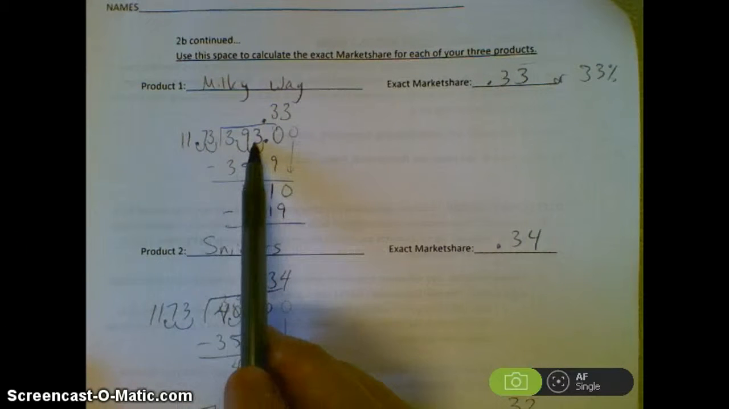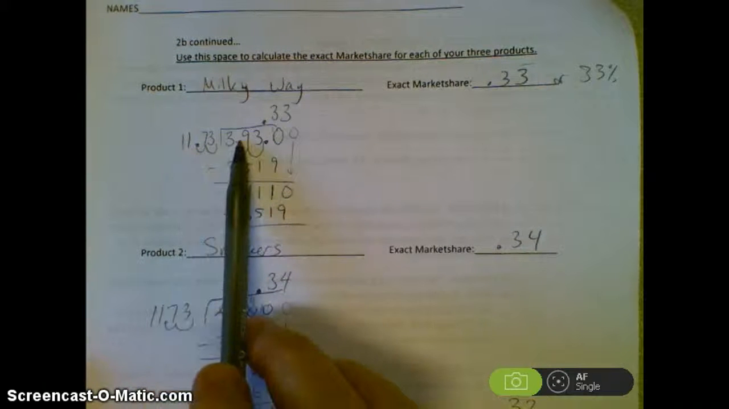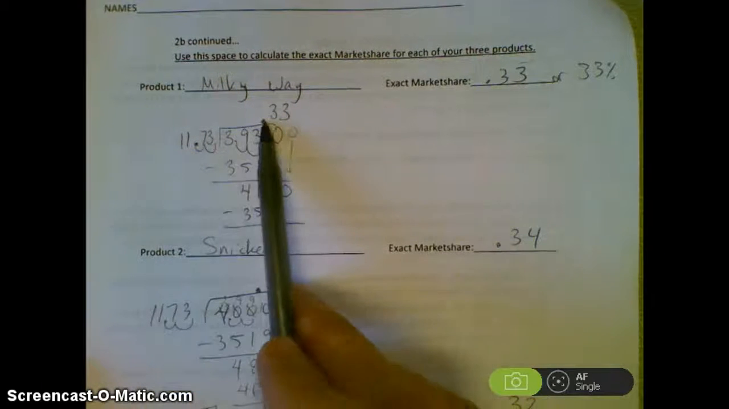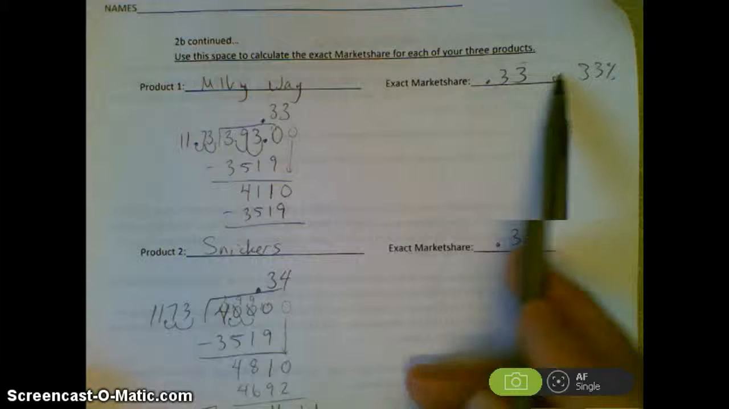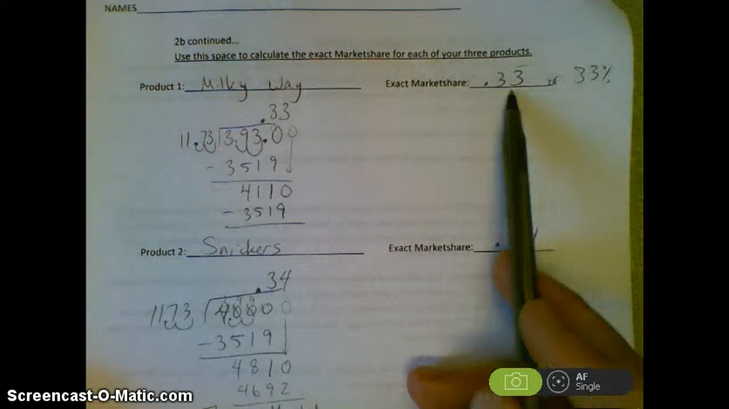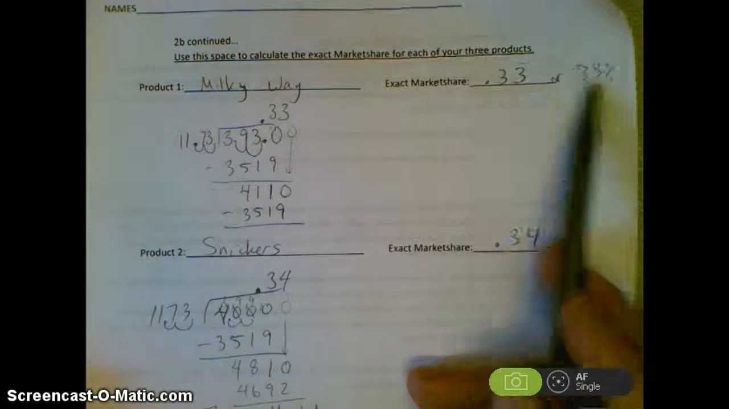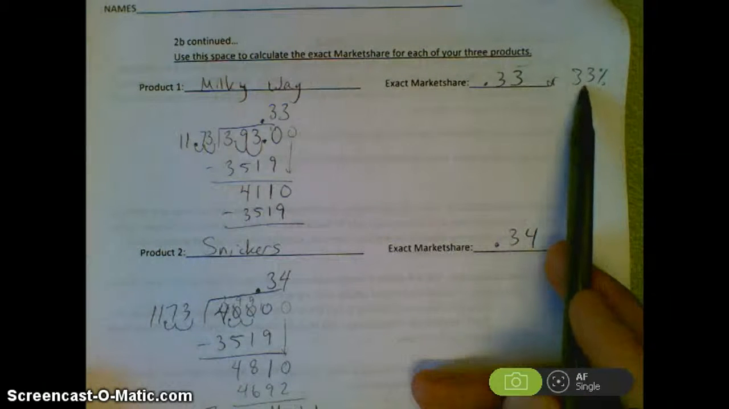And the rating average for Milky Way was 3.93. So I divided 11.73 into 3.93. That's how I got 0.33, which is 33%. I just rounded to the nearest hundredth or the nearest percent. That's all you have to do too.